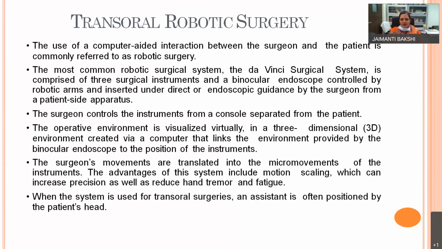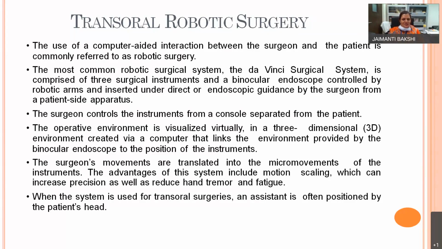So what is transoral robotic surgery? It is the use of computer-aided interaction between the surgeon and the patient, commonly referred to as robotic surgery. The most common robotic surgical system, the Da Vinci surgical system, comprises 3 surgical instruments and a binocular endoscope controlled by the robotic arms and inserted under direct or endoscopic guidance by the surgeon from a patient's side apparatus. The surgeon controls the instruments from a console which is separated from the patient.